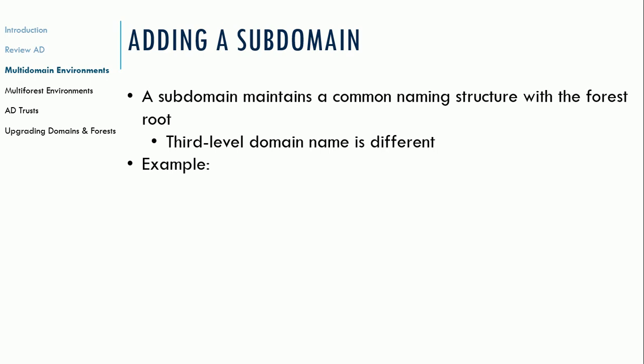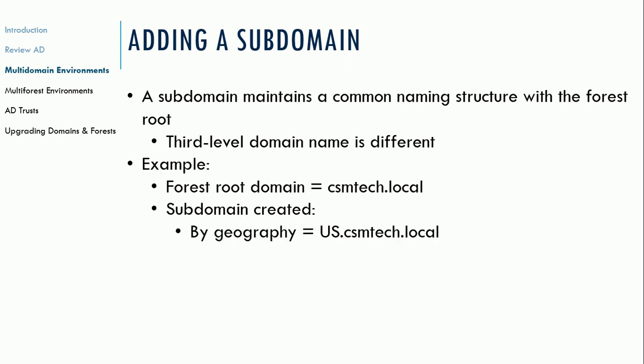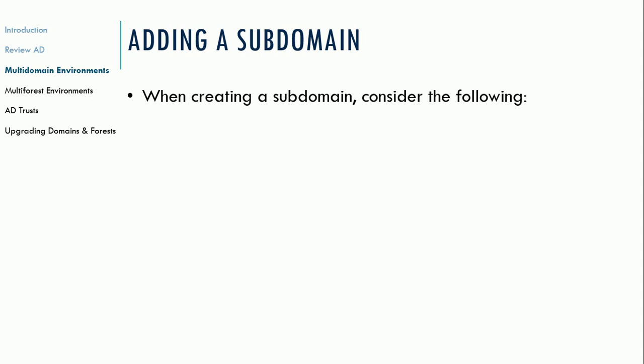So you can add a subdomain. This is one way to create additional domains. A subdomain maintains a common naming structure with the forest root. So the third level domain name is different. For example, if the forest root domain is csmtech.local, then a subdomain might be us.csmtech.local. And then there may be others like ca.csmtech.local, for example. Or you can have business units, for example, publishing.csmtech.local and sales.csmtech.local and so forth. So subdomains is one way to do this.